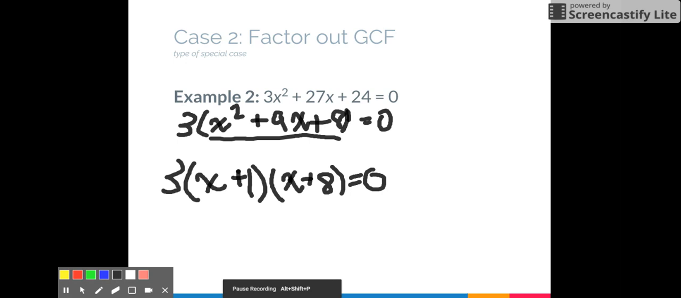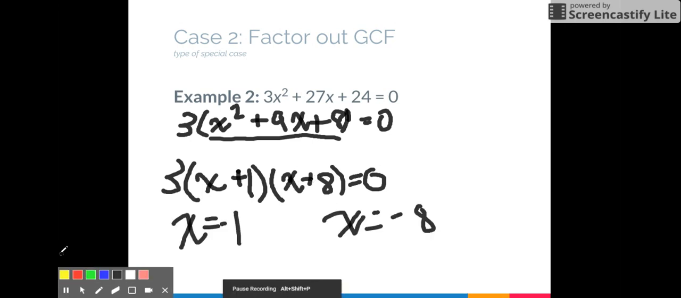To make sure I did it correctly, I'm going to take x plus 1 times x plus 8 and make sure I get x squared plus 9x plus 8. So if I do x times x, that gives me x squared. x times 8 gives me 8x plus 1 times x, that gives me 9x, and then the 1 times 8 gives me 8.